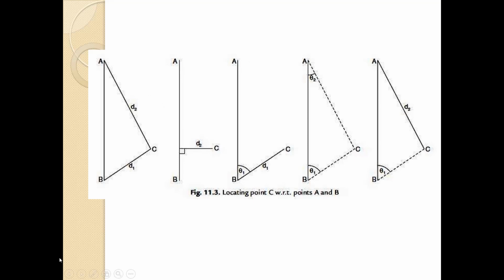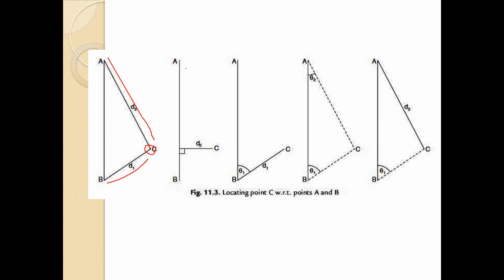So what will be the first method? Here we have the distance A to C, that is AC, that is D2, and we have the distance D1, that is BC. So we can mark this point by measuring AC and BC from the particular points.